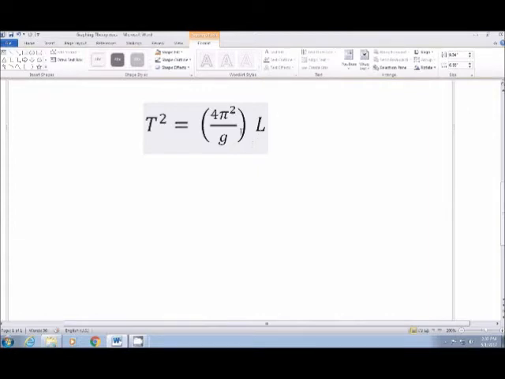And then we have these constants, 4 pi squared over g, the acceleration due to gravity. So this is a nonlinear relationship. It's t squared versus L. That means if we just plotted our data, we get something that looks like this. So this is a square root relationship. It's not linear, so we can't analyze it very easily.